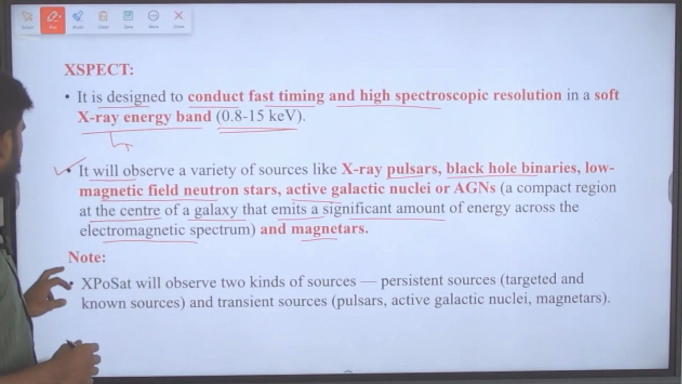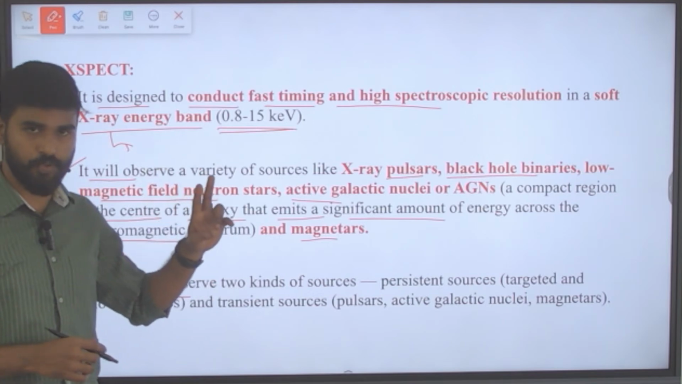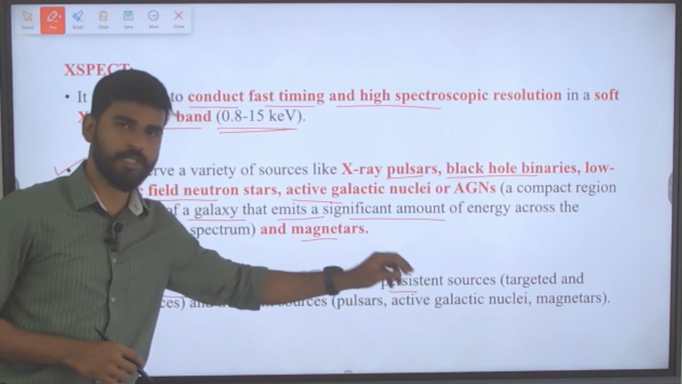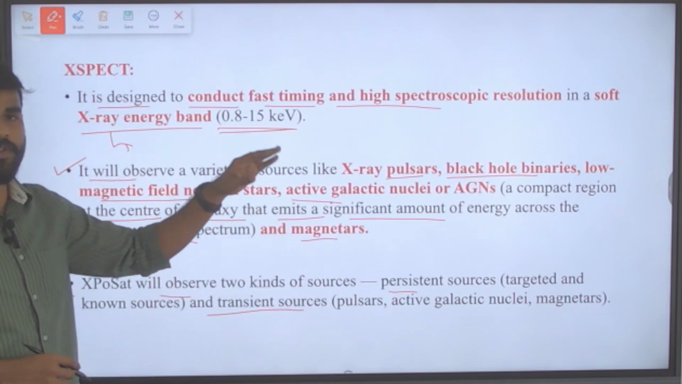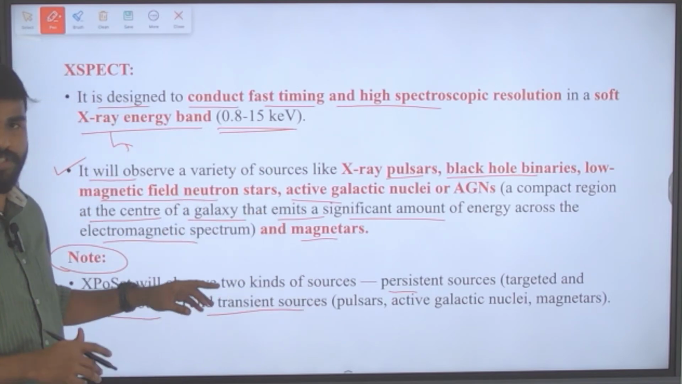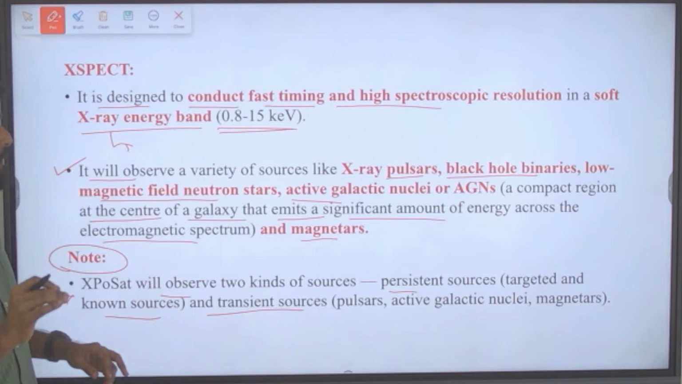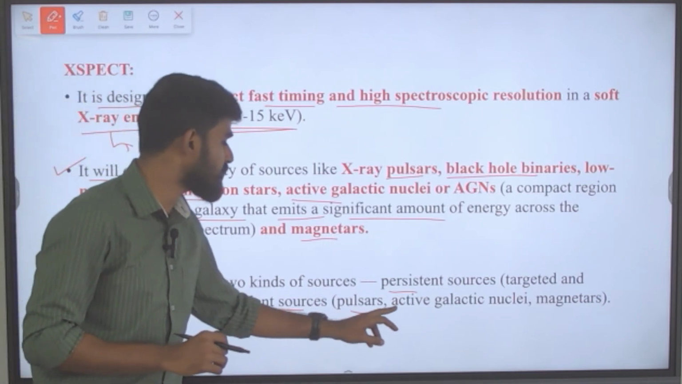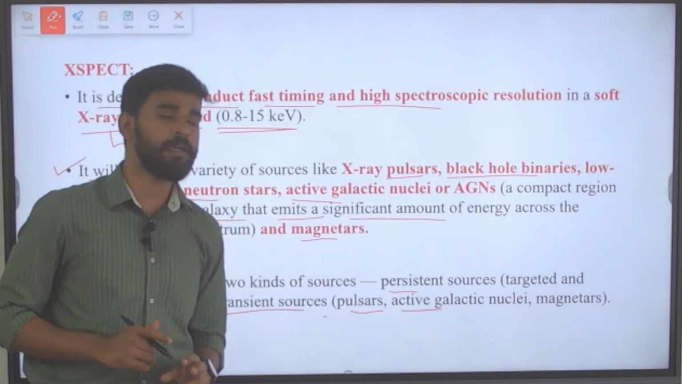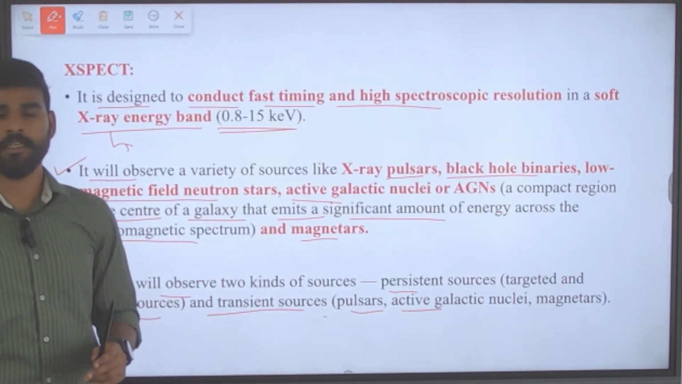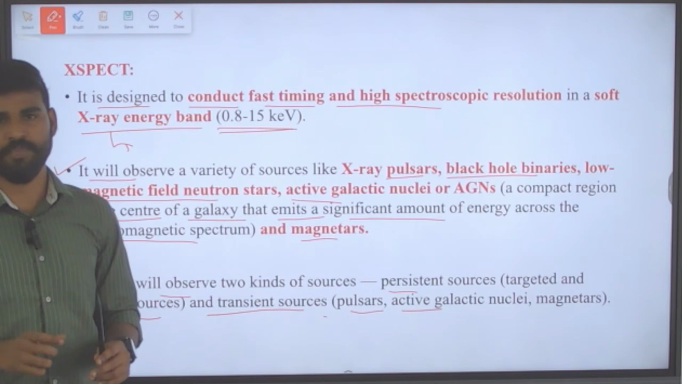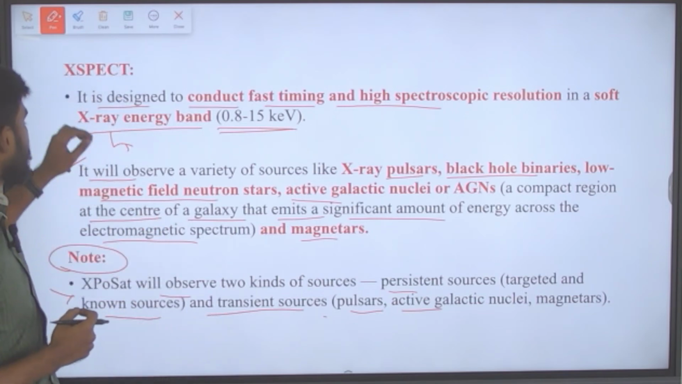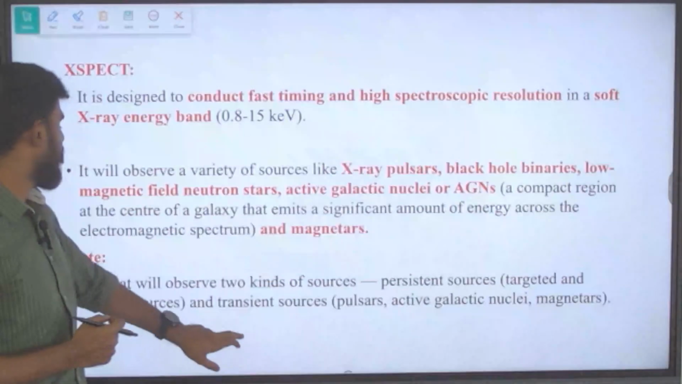Okay, so we need to note something here, that this XPoSat will observe two kinds of sources. One is persistent sources and another is transient sources. What are persistent sources? Those which are targeted and known sources. We know the sources and we are observing them. But there are other transient sources like pulsars, active galactic nuclei and magnetars which transit the Earth's shadow, and during their transition we are going to observe them. Okay, so these are the two different kinds of sources which we are going to observe.